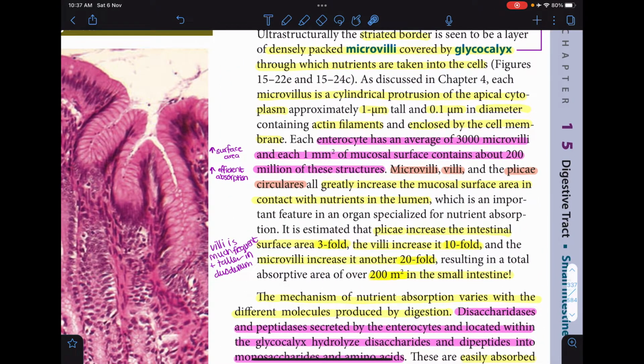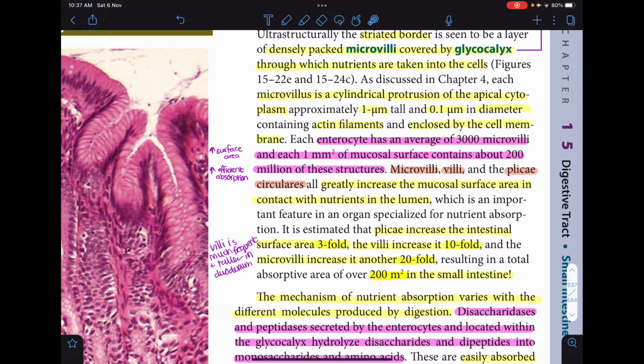So as we said هلا it's an important feature in an organ specialized for nutrient absorption, and it is estimated that the placocercularis increases the intestinal surface area threefold, the villi increases it tenfold, and the microvilli increases it another 20-fold, resulting in a total absorptive area of over 200 meters square in the small intestine.